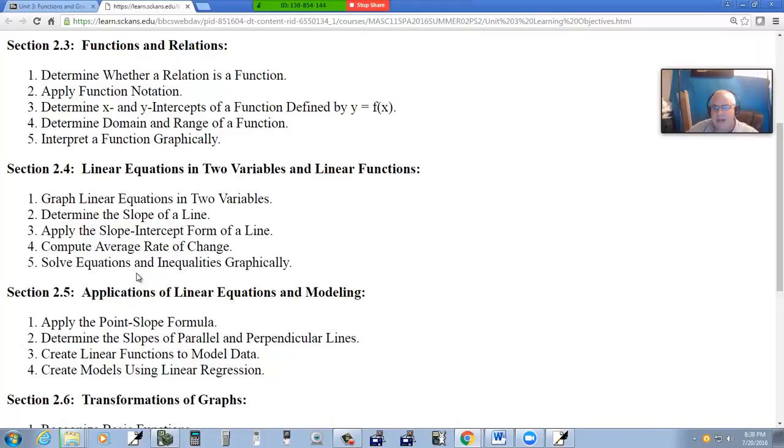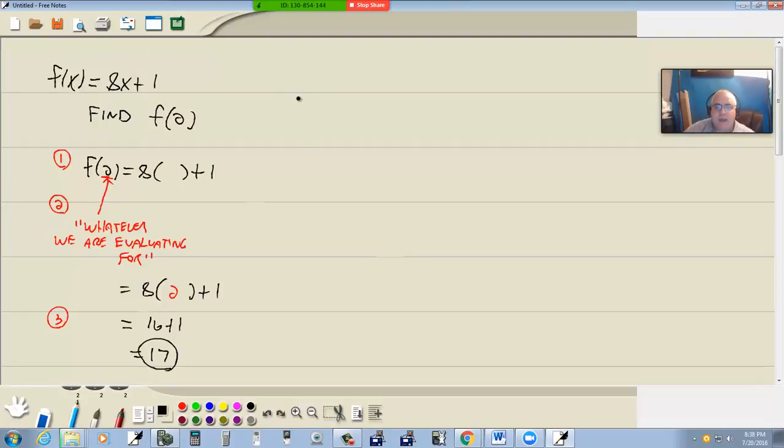And time yet again is slipping away from me, so I'm not going to show you a second example of that. I'm not going to show you the x and y intercepts of a function, but I will tell you that if you have f of x equal to like 7x minus 2, for example, and you ask to find the x and y intercepts, you can simply just change the f of x back to y and then do what we did before.